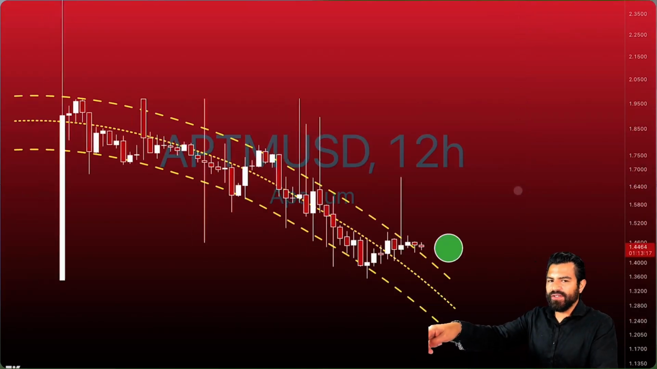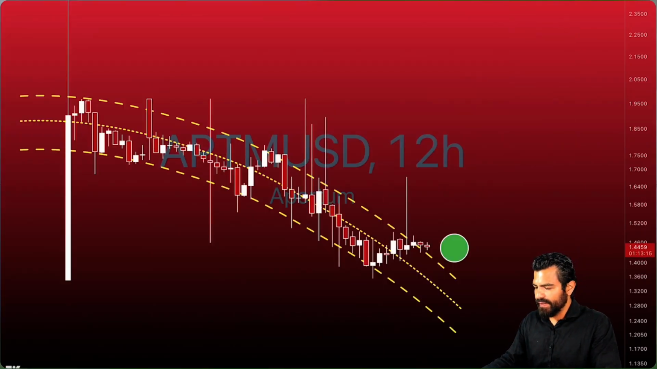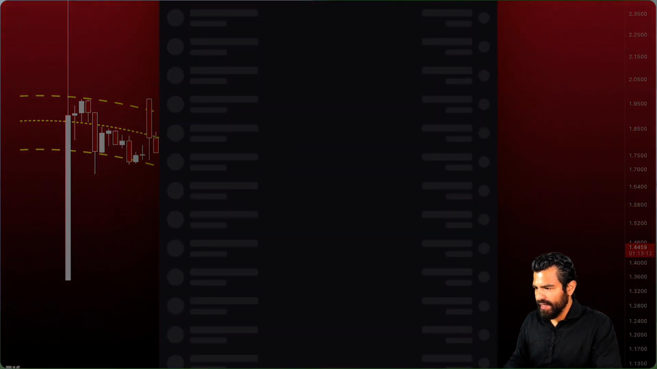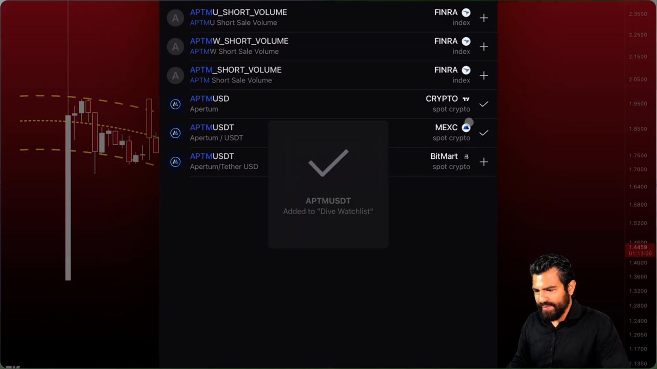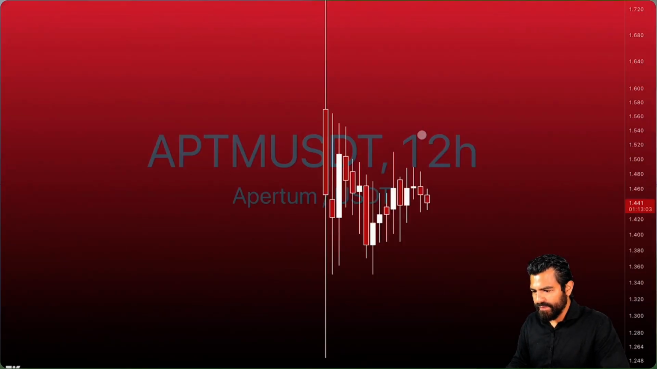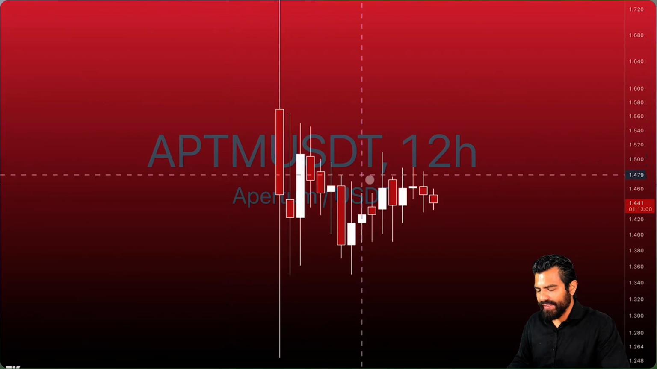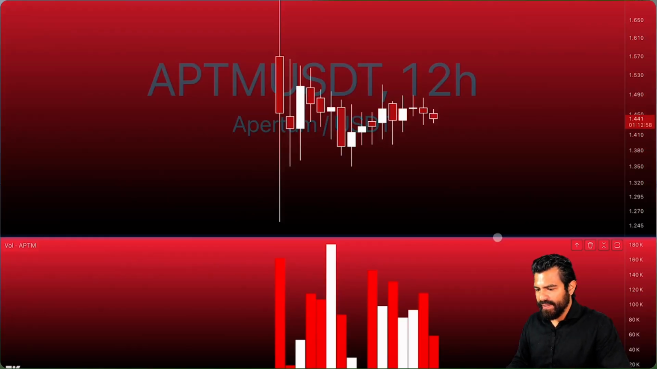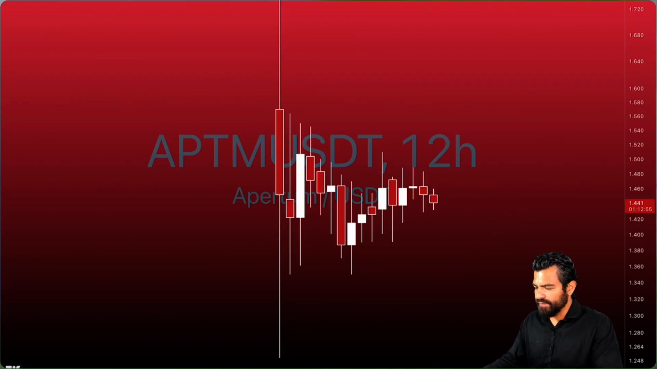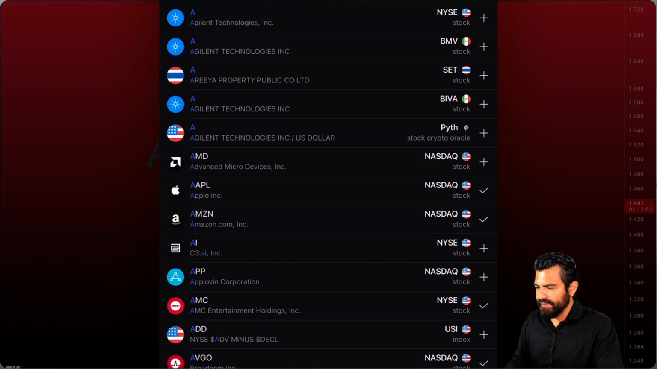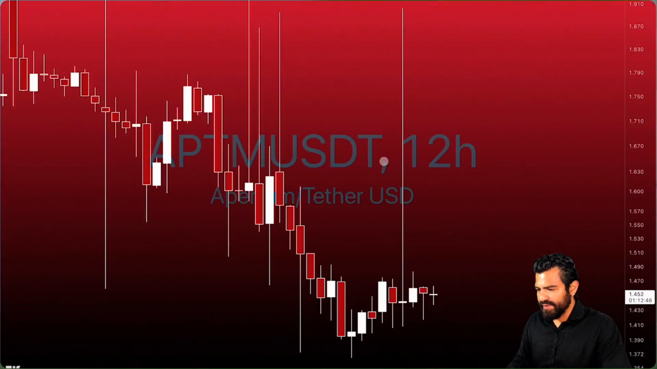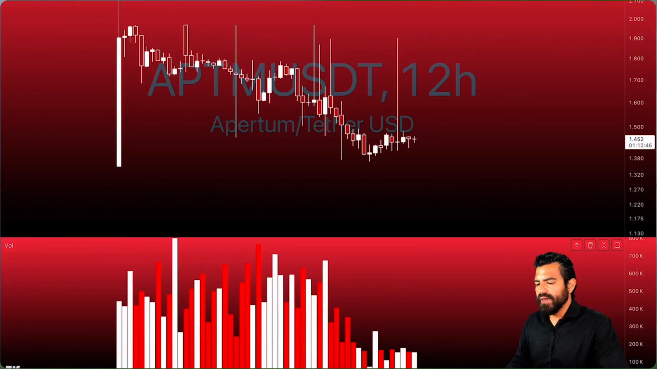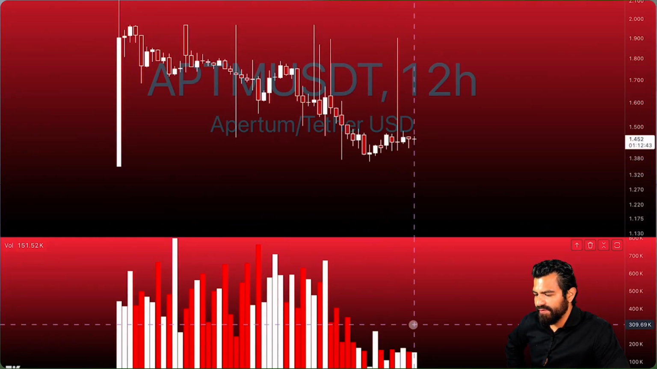I'll see if I have any volume on another chart. Let's take a look. APTM. It looks like I got it on MEX, so let's take a look at MEX. I only have even less candles, and that's not going to be so helpful just yet. Fairly new crypto. And let's look at it on Bitmart. Maybe they're going to have something better. Okay, here's where we're going to get some of that volume.